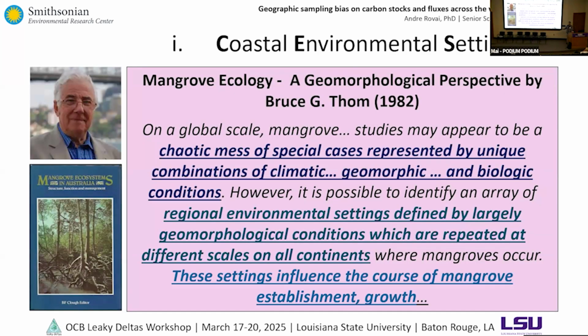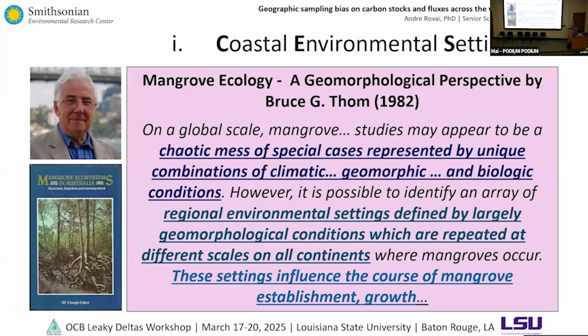I like to bring us back to LSU, some 50 years ago or so, when Bruce Thom was here in this department, and that's when a lot of the discussions about how ecology tracks coastal geomorphology took place. And I love this sentence from Bruce Thom's book chapter. Basically he said, if you just look at what's being published for mangroves, it all looks like a chaotic mass of special cases represented by unique combinations of climatic, geomorphic, and biologic conditions, right? So it's just a mess, like you plot that data and it looks like bird poop that falls and spreads everywhere. And you can't tease out what it looks like.